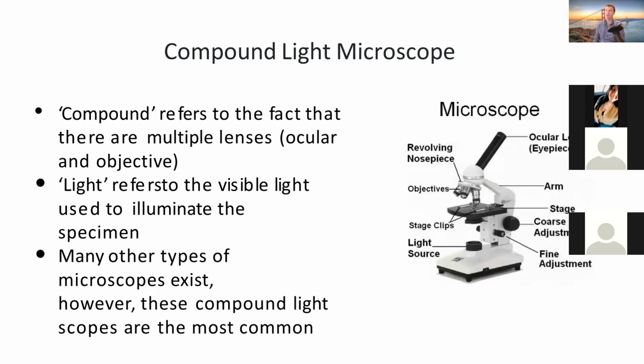And specifically, we use the compound light microscope. The compound refers to the fact that there are multiple lenses. So there's an ocular eyepiece, and then there's objectives. Okay, and like I said, you're using a light source to illuminate the sample so that you can see it. There are other microscopes that exist. However, the compound light microscope is the most common.